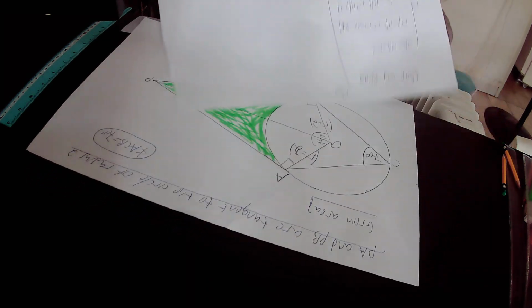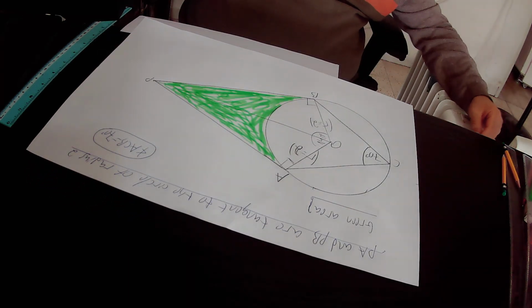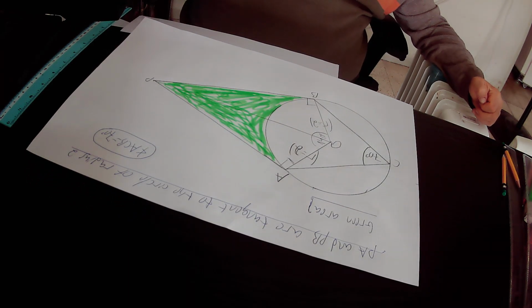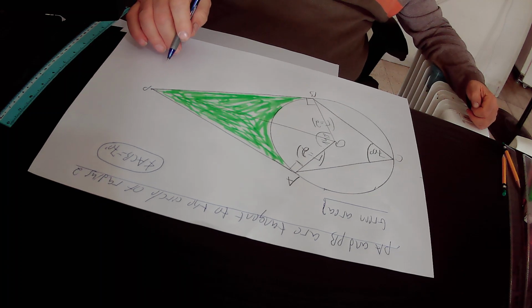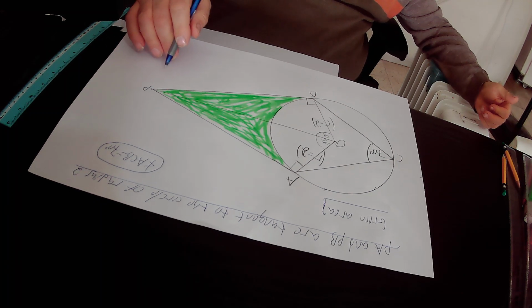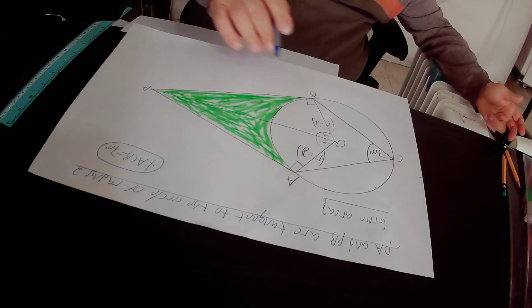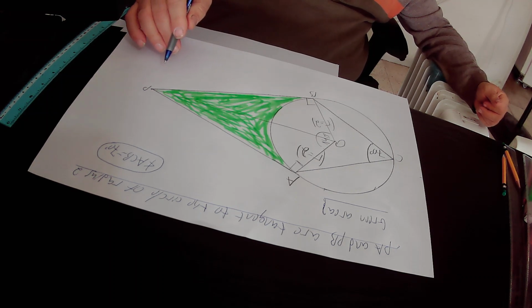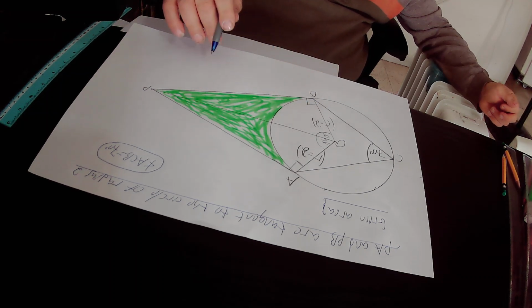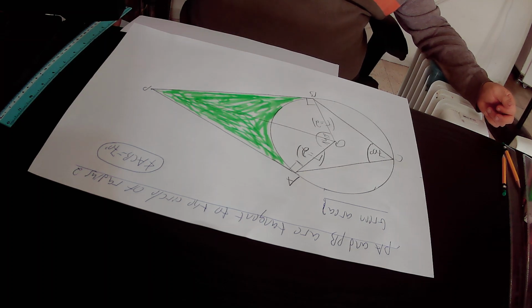In the drawing of the question, we have the common external point, point P. From point P, we have two tangents to this circle, tangent PA and tangent PB. According to rule 2, they are equal to each other. That is to say, PA equals PB. Okay?